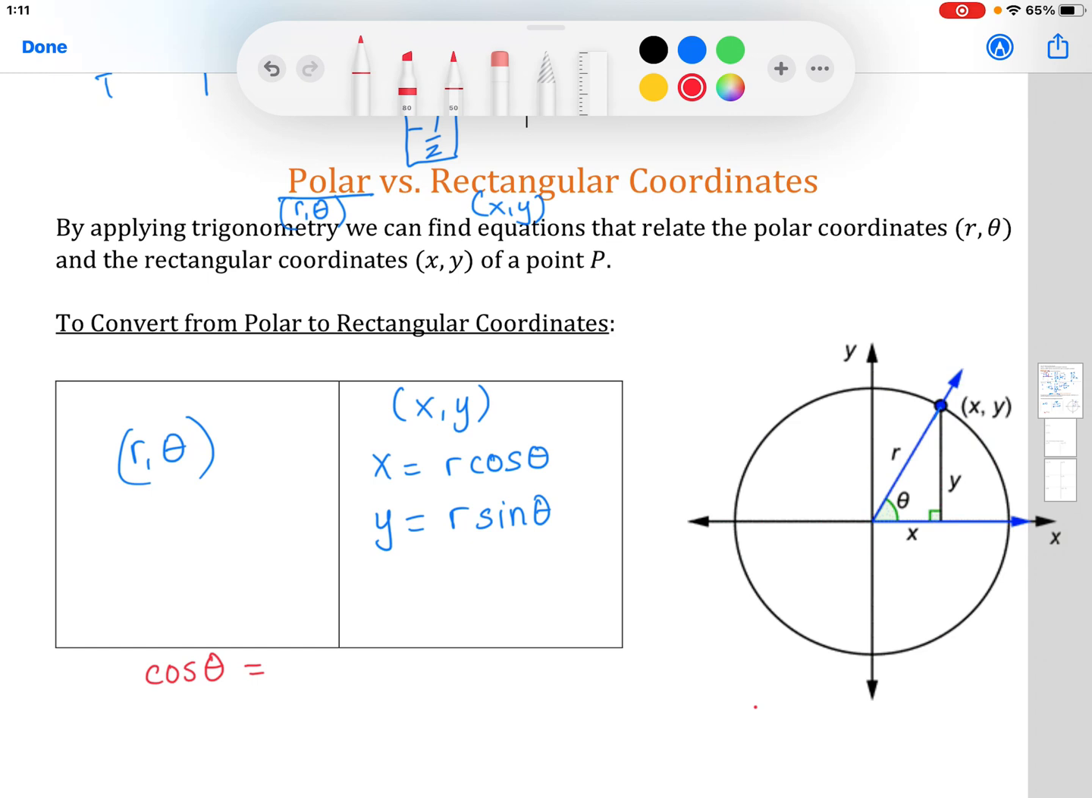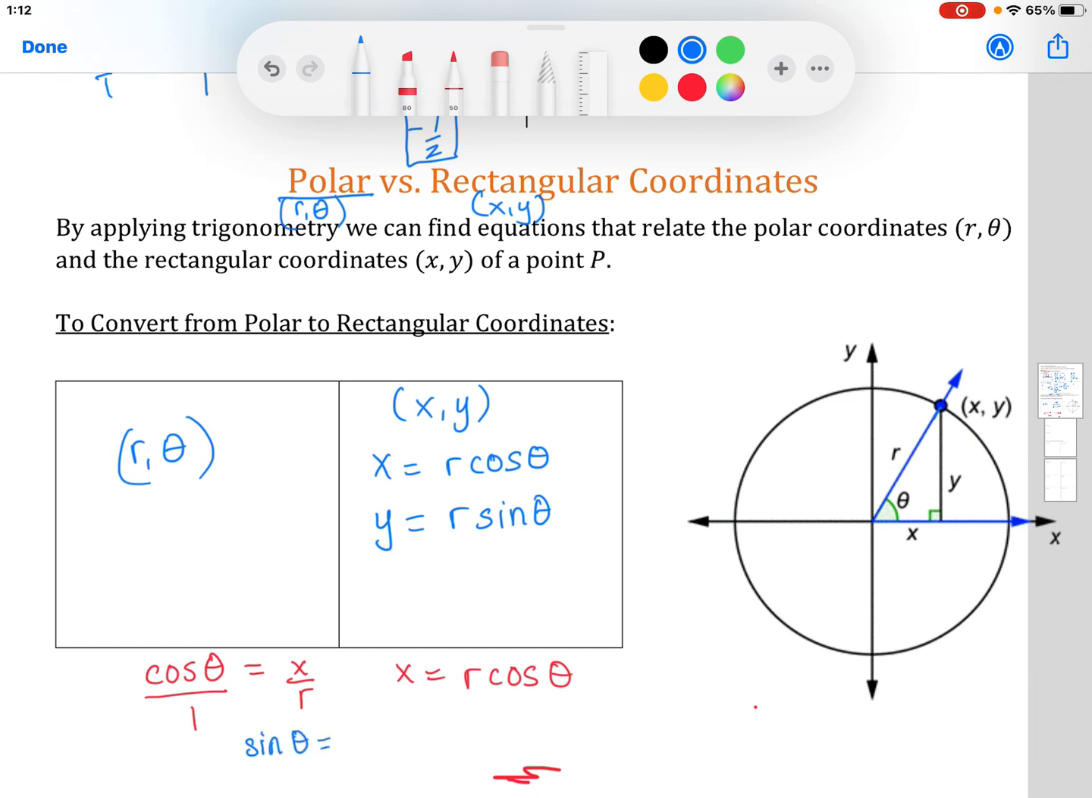So cosine theta, I'm going to do it here. If I was to do the ratio for cosine, it's adjacent over hypotenuse, which is x over r. If I cross multiply, what do I get? x is equal to r cosine theta. So it's literally from there. If you ever forget, it's a quick way of finding it out.